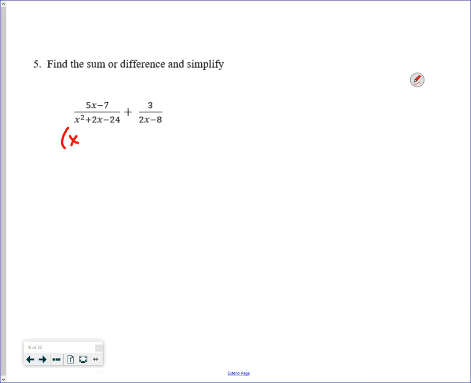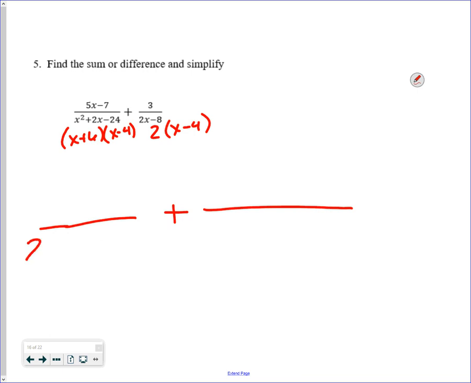Common denominator is a little bit harder to see in this one. x plus 6 and x minus 4. This one I factor out a 2. So when I'm trying to come up with what my common denominator would be, I need the factored form in order to come up with the common denominator. So I need a 2. I need an x plus 6. I need an x minus 4. So the monomial and the binomials.